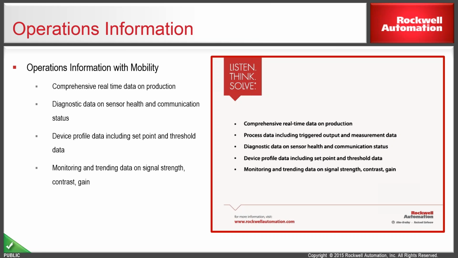So from a predictive maintenance point of view, you don't have to wait until the line stops. IO-Link technology will help you understand when your sensor is degrading and help you take a corrective action before the sensor actually fails.